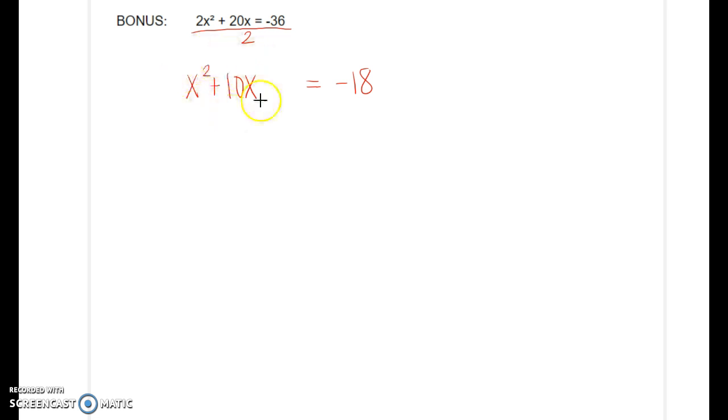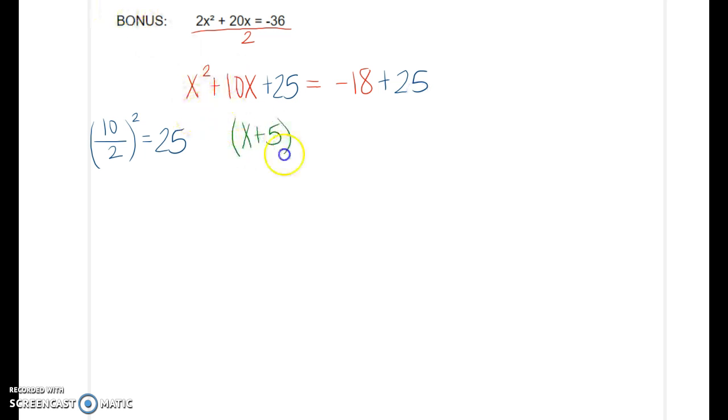We have the x squareds and x's on one side of the equation, constant on the other, and our leading coefficient is now 1. So we can take our b value, the new b value is 10, divide it by 2, which is 5, and square it, so we get 25. So add 25 to both sides. This allows us to factor the left side to the quantity x plus 5 squared. Negative 18 plus 25 is 7.